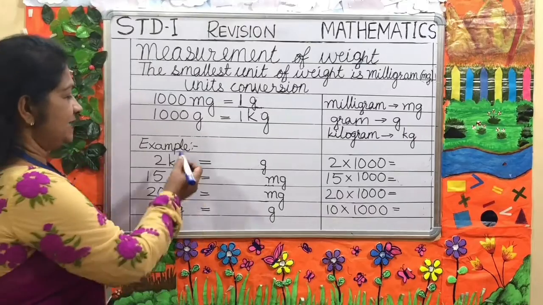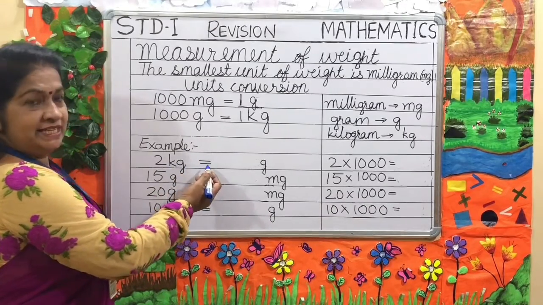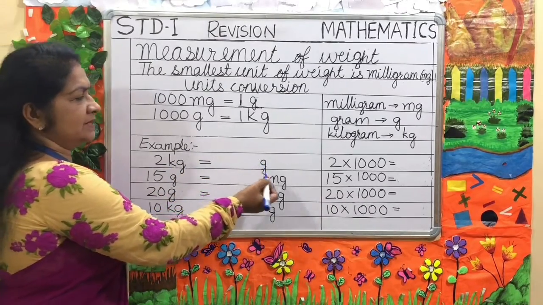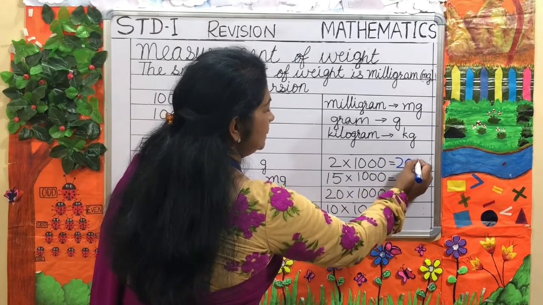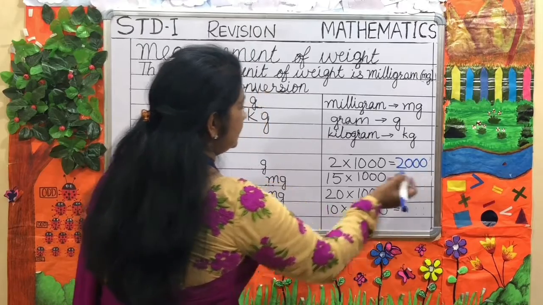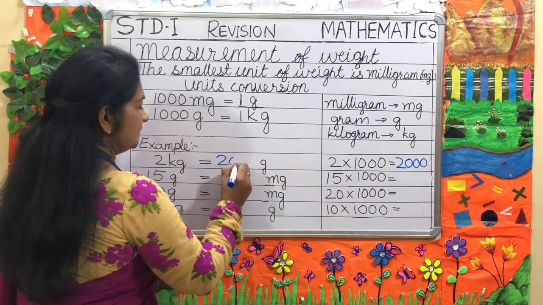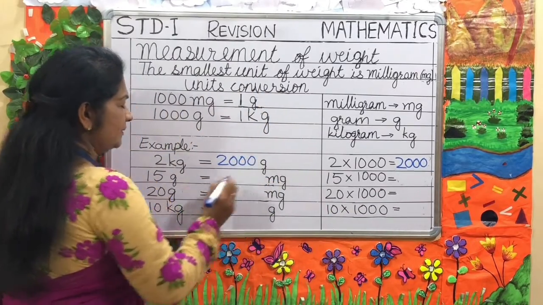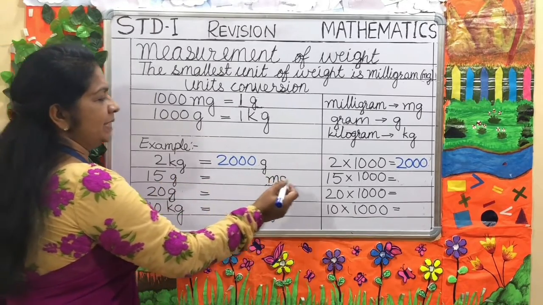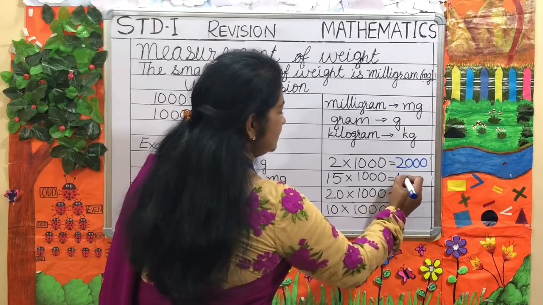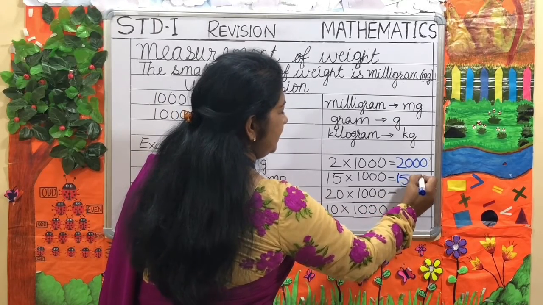Let's do some examples. 2 kg is equal to dash gram. 2 into 1000, so it will be 2000 gram. Now 15 gram is equal to dash milligram. 15 into 1000, 15,000.